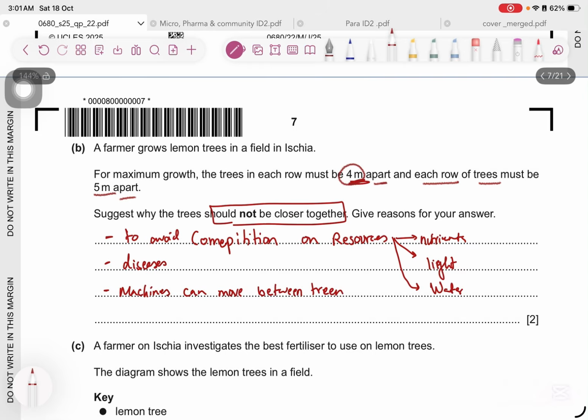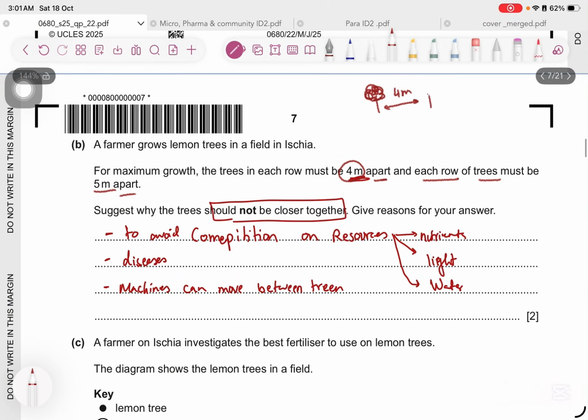Let me draw. This is the tree. Let me just draw a tree. This is the tree, okay? Anyways, this is a tree, okay? So they have a distance of 4 meters between each other, okay? And then that's the first row.